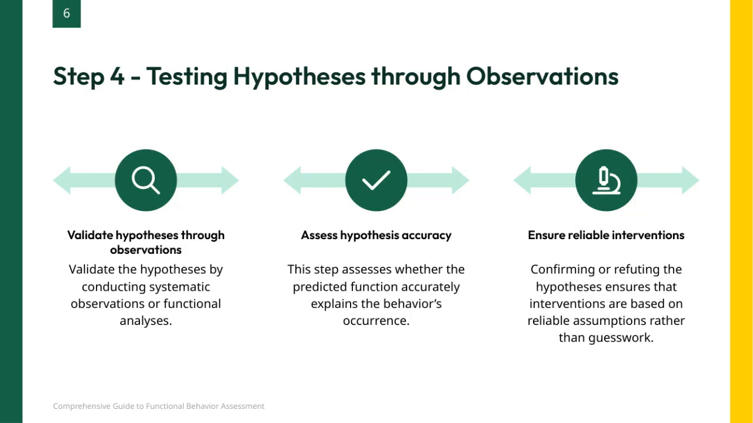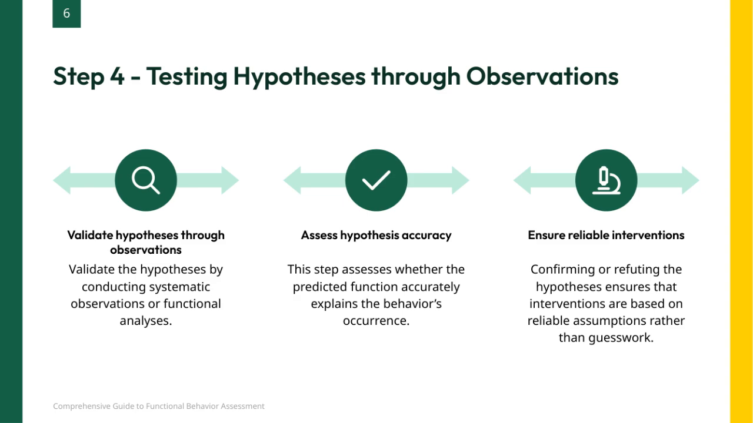Now, let's talk about testing hypotheses through observations. First, it's essential to validate our hypotheses by conducting systematic observations or functional analyses. This means carefully watching and recording the behavior in a structured way to see if our initial ideas hold true.